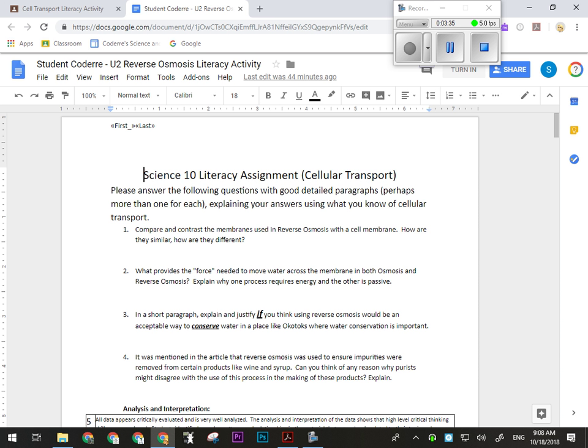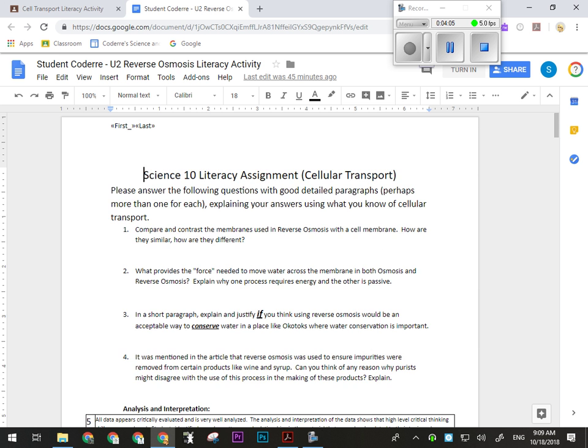Compare and contrast means find some things that are similar and find some things that are different. As soon as I see the word membrane, or something like that, I'm going to want to slow down and concentrate on what that paragraph or sentence has to say. So I'm looking for anything about the structure of both membranes. The cell membrane we already kind of know about because we talked about how it's made of fats, whereas we haven't talked about a reverse osmosis membrane.